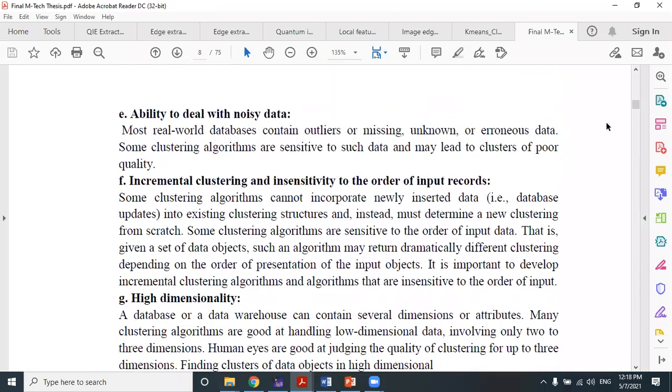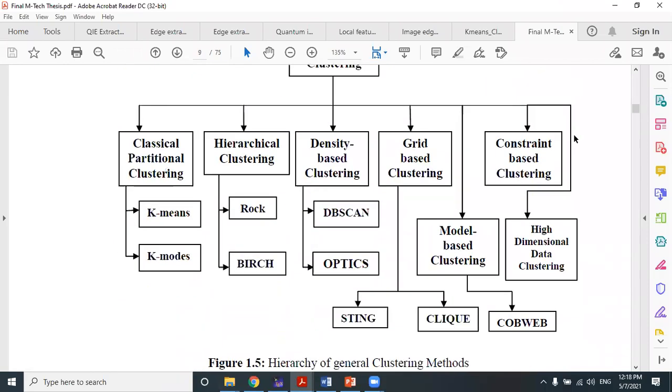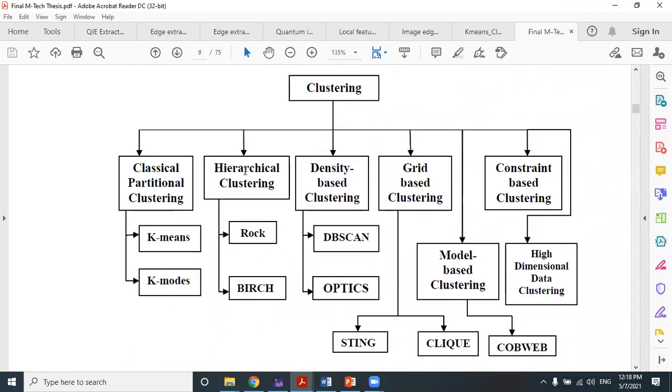So let me clear your concept first. Let me give you one example. These are the broad classifications of clustering. Clustering is classified into these various types: classical partitional clustering, hierarchical clustering, density-based clustering, grid-based clustering, model-based clustering, constraint-based clustering, and high-dimensional data clustering. 1, 2, 3, 4, 5, 6, 7. Total 7 types of clustering techniques are available. Among these 7 types, according to your curriculum we are mainly focused on the first 3: classical partitional clustering, hierarchical clustering, and density-based clustering.